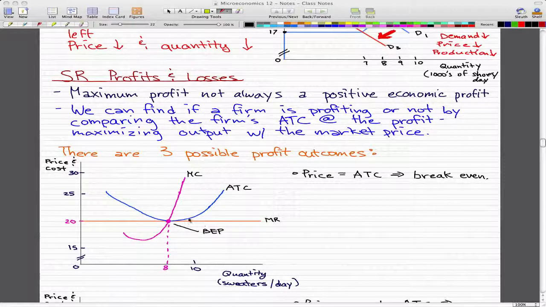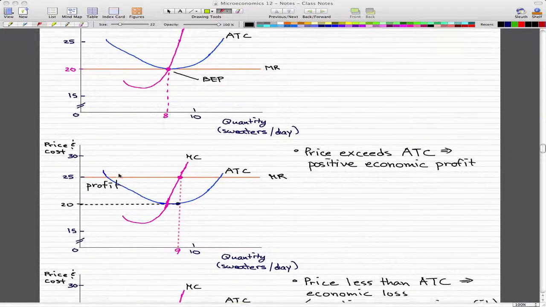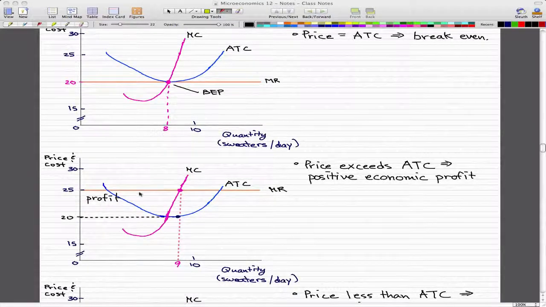Let's take a look at this first graph. In this first graph, we have price equaling the average total cost. So in this case, we are pretty much breaking even, and in this situation, we are making zero economic profit. Now, what happens when the price is actually greater than our average total cost? Well, in this case, the price will exceed the average total cost, and that means a positive economic profit.